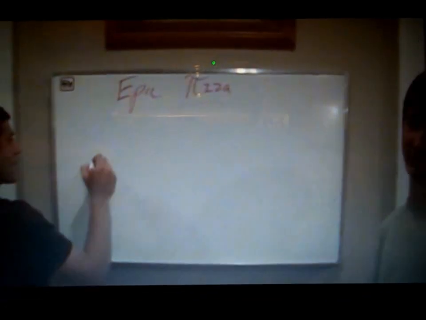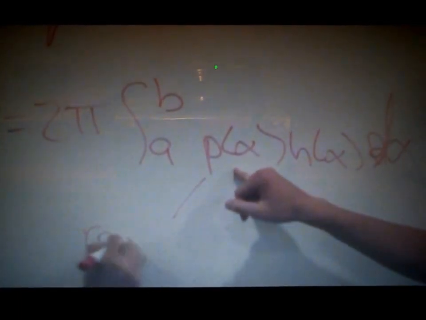To find the area of a pizza, we're going to use the shell method. The shell method basically takes an infinite number of hollow shells and uses the radius and the height of the function to find the volume, where p of x is going to be your function for the radius, and h of x is going to be the function for the height.